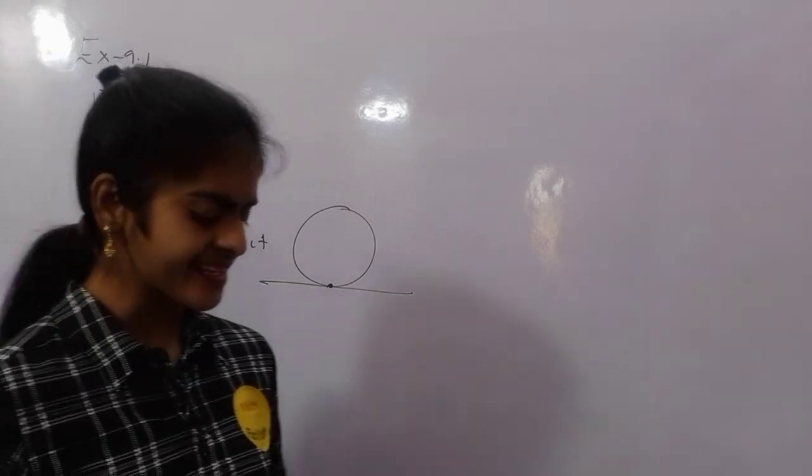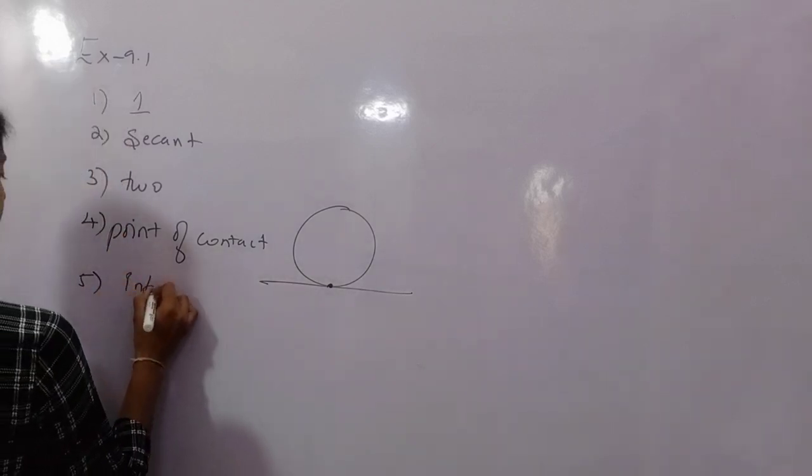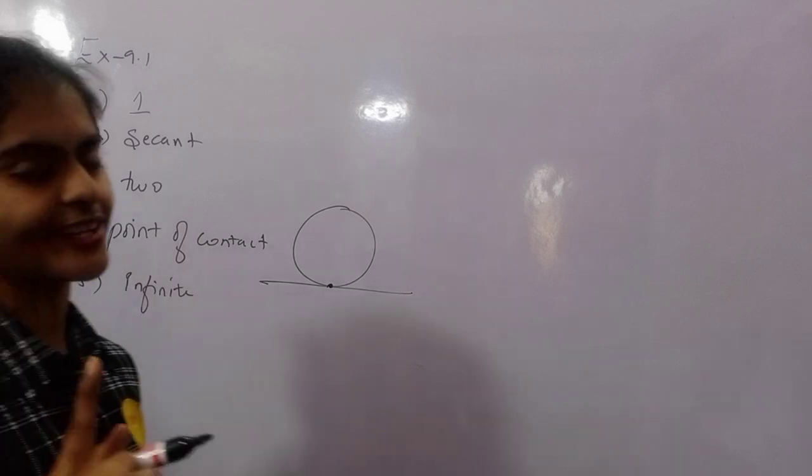We can draw dash tangents to a circle. How many tangents can we draw to the circle? To a circle I can draw infinite tangents.